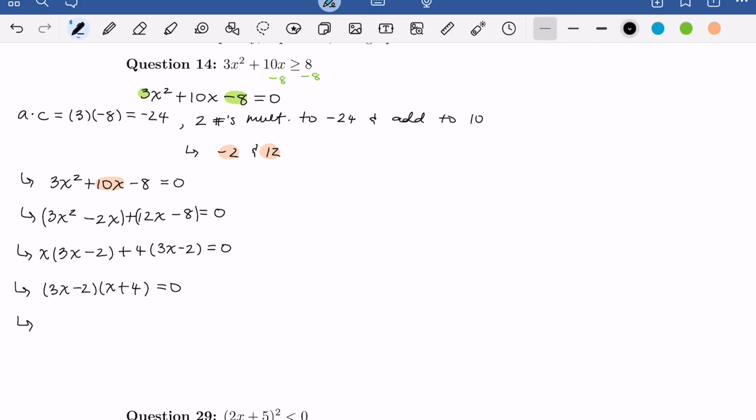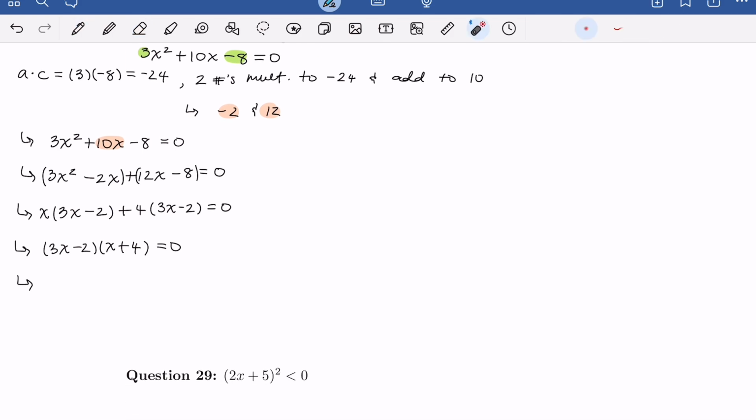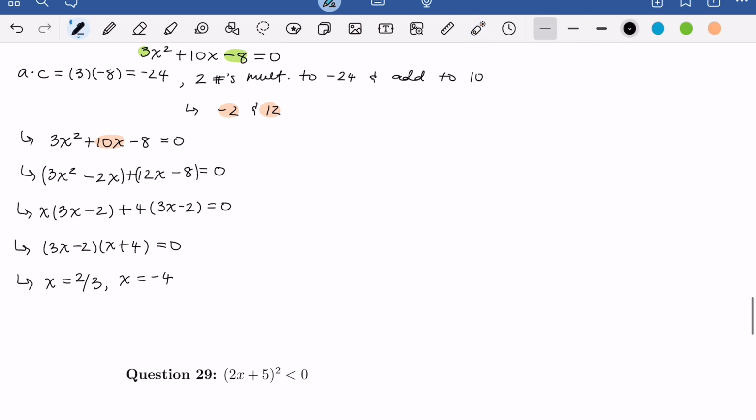We're going to use our zero factor property. So this means 3x minus 2 is going to be set equal to 0. So x must be equal to positive 2/3. And doing the same thing for this guy, x must be equal to negative 4. So like I said, these solutions here determine intervals on our number line. So what we'll do is graph that. We have negative 4 and 2/3.